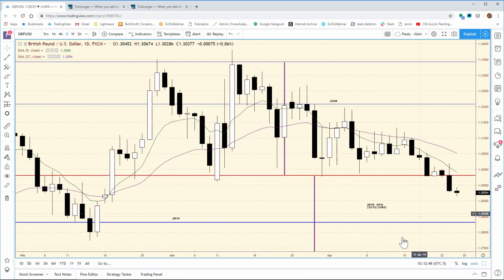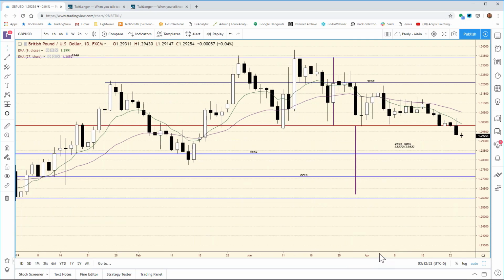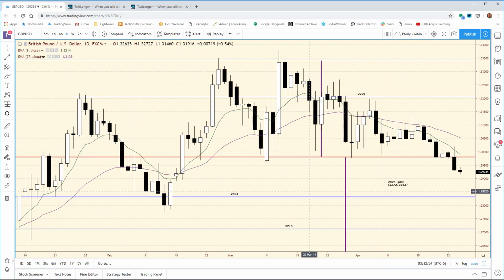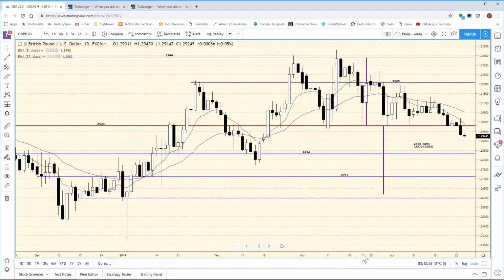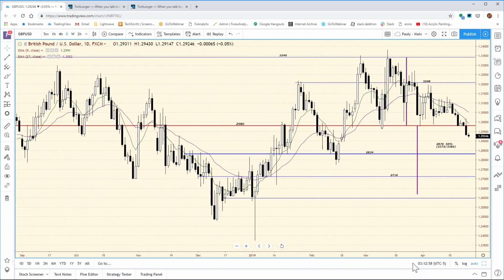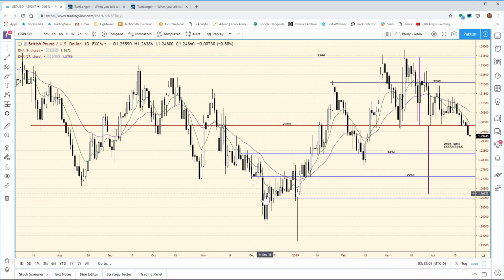Okay, so we made it to our area here in the cable. We're looking for 2916 if we broke the pivot, which is this 2980 that's been in place for, I think I mentioned, a couple of months when someone was asking me about it. And if you look at it, this pivot has actually been in place since August of last year. Look at that.